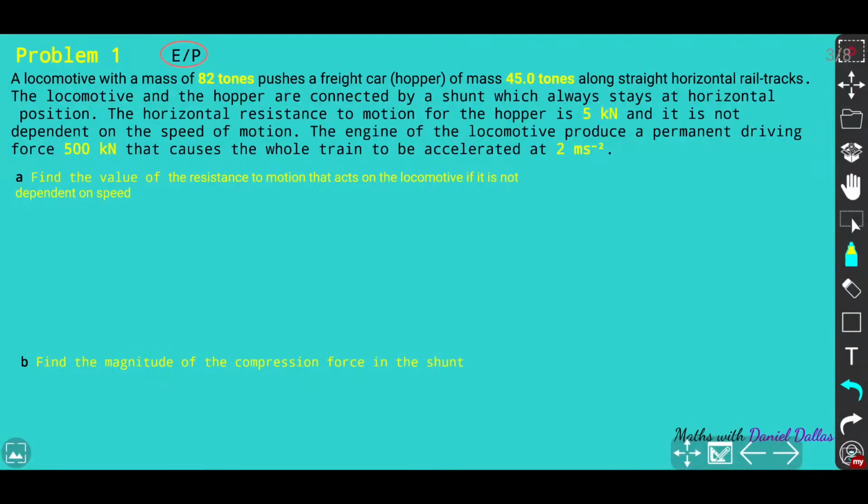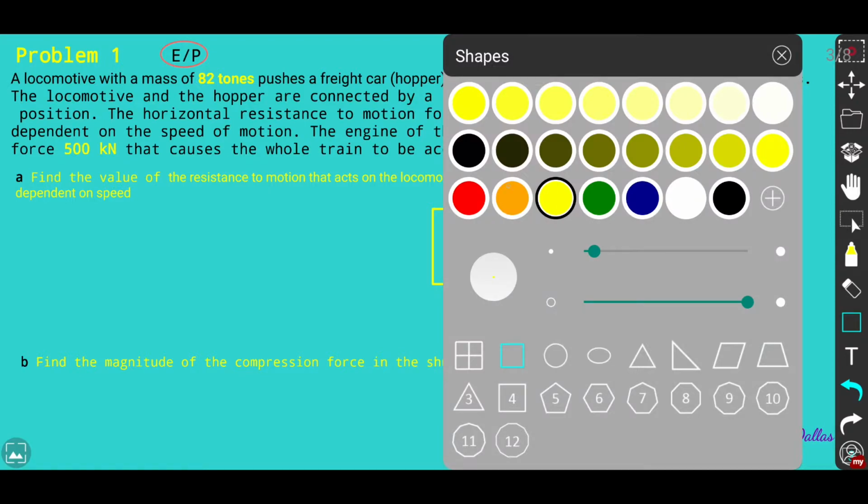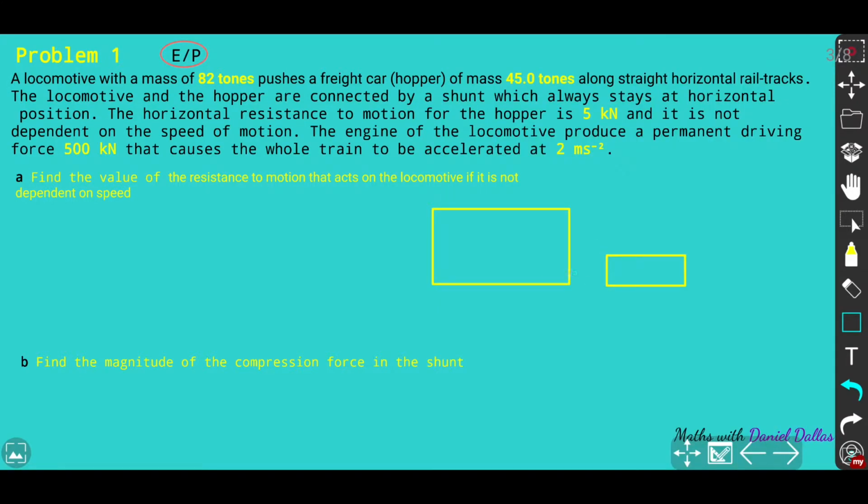So problem 1 definitely can be solved using the idea of connected particles. Let's have a look at the conditions. You have a locomotive, definitely with a greater mass than a freight car, which is in front of it. They are connected with a shunt. Let's set up this shunt as basically a connecting thread or rod, which always stays in a horizontal position, meaning it's parallel to the railway track, where you can put the railway track over here like this.